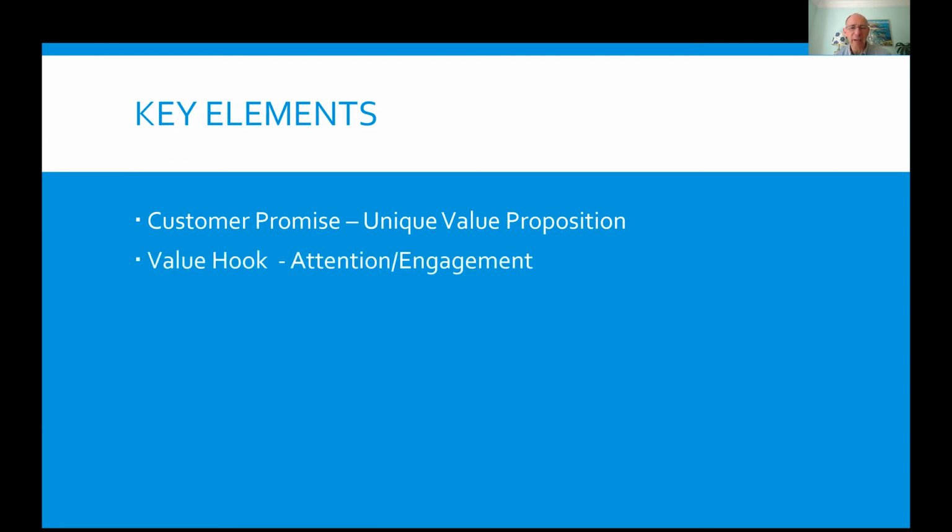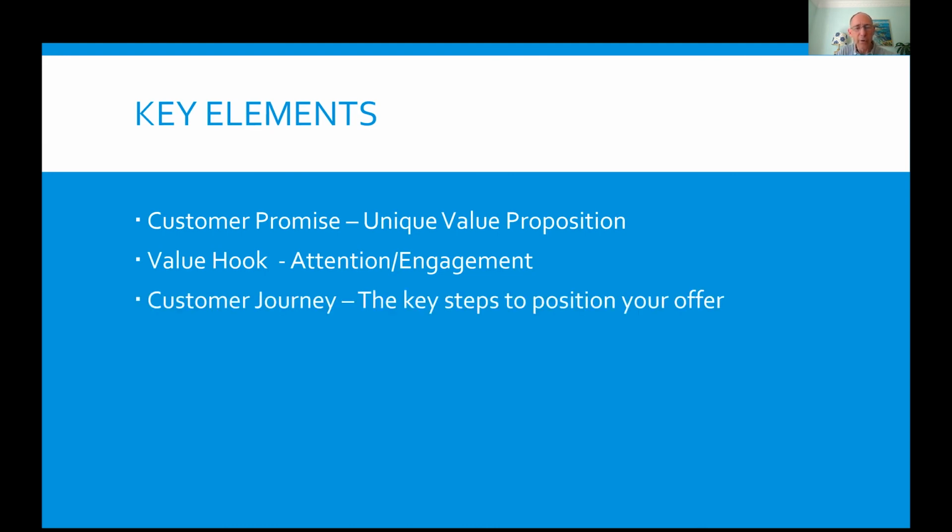So if we break it down and look at the actual elements, there's kind of four key elements, really. There's the customer promise itself, and the customer promise is really the foundation of your customer acquisition process. It's the thing that clearly identifies who you are, who you help, and what's unique about you. The second element of an effective process is to have a value hook. You need something that you can reach out to your target market, your target audience, that's going to get their attention and get them to engage with you.